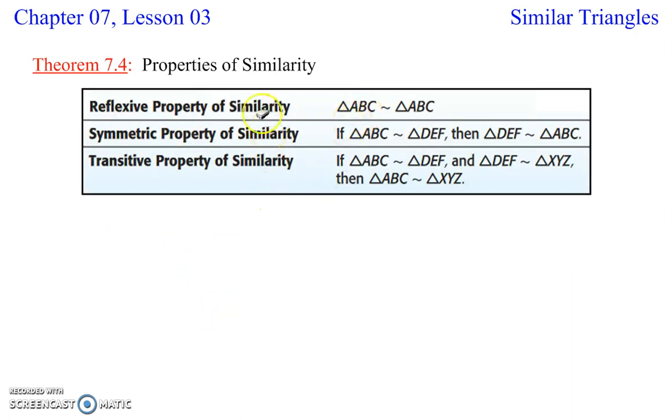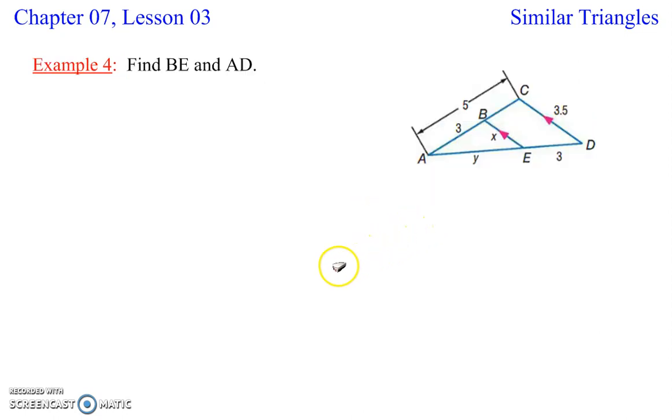The reflexive property of similarity says that something is similar to itself. Symmetric says that if something is similar to something else, then that something else is similar to the first something. And the transitive, if the first one is similar to the second and the second similar to the third, then the first one is similar to the third.